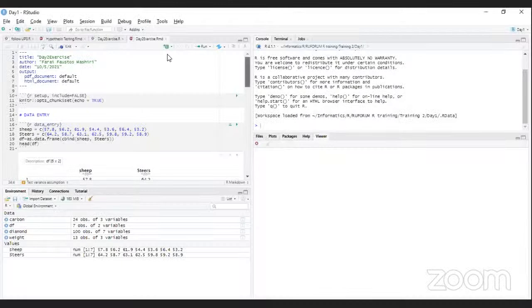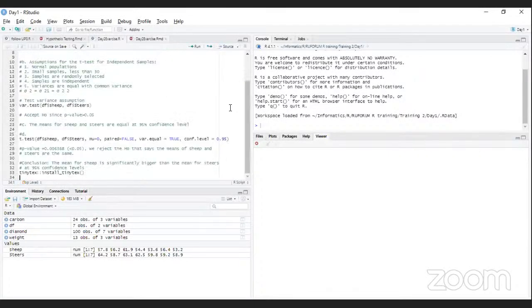Farai, I've promoted Farai Faustus Mashiri. Farai, please unmute yourself. Can you hear me? Good morning. Go ahead and present. Okay, let me share my RStudio. Just a moment. Can you see my screen? Yes, we can see.